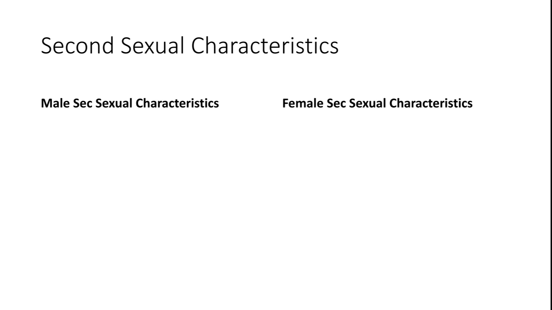Okay, secondary sexual characteristics. So we're going to look at the male secondary sexual characteristics and the female secondary sexual characteristics. The male secondary sexual characteristics are influenced by a hormone known as testosterone, which is secreted by the testes. That's the function of testosterone, the hormone which is secreted by the testes. It is responsible for the male secondary sexual characteristics.